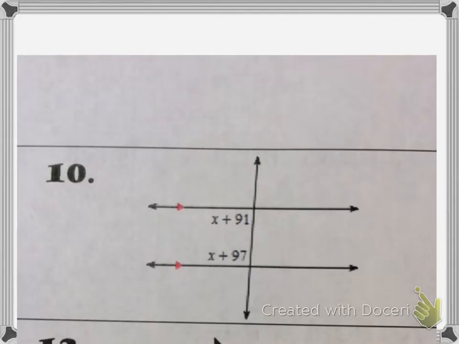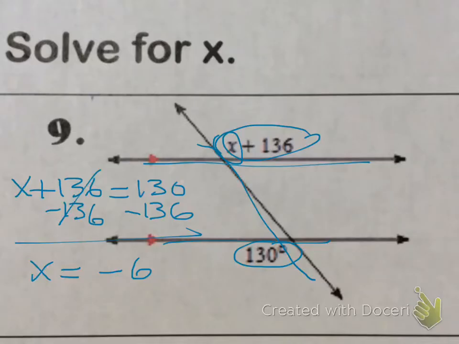All right, number 10. In order to solve for x here, I have to first identify what kind of angles they are. These are inside the parallel lines on the same side of the transversal. That makes them consecutive interior angles. And I know the rule.